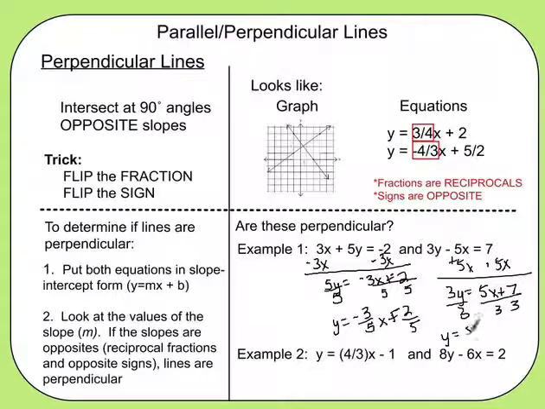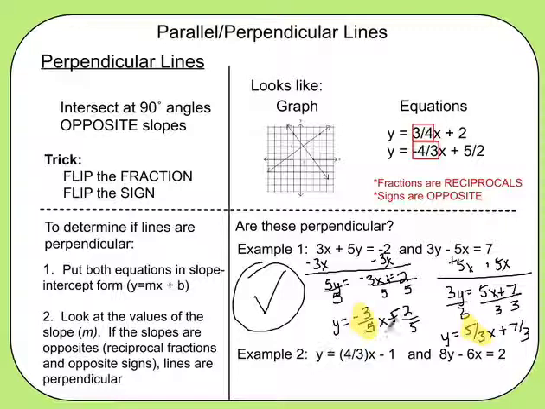And then y equals 5/3 x plus 7/3. All I'm looking at now is the slope. Are the signs opposite? Yes, they are. Are the fractions reciprocals, 3/5 and 5/3? Yes. It meets both criteria, so the lines are perpendicular.